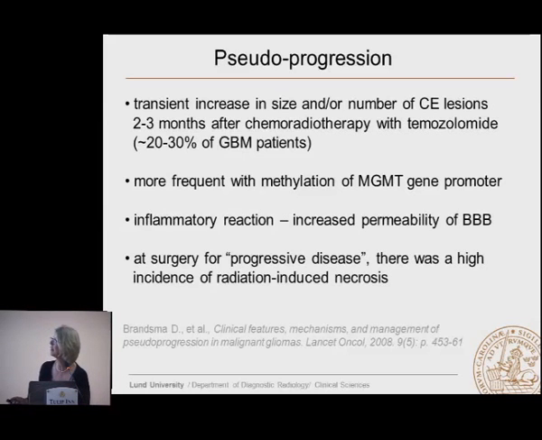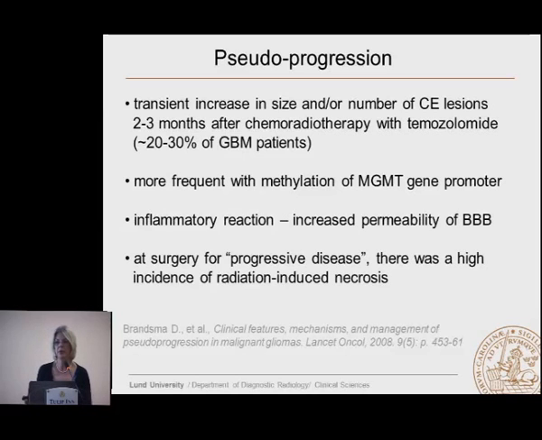It's more commonly seen in patients that have methylation of the MGMT gene promoter, which is a favorable thing to have if you have a glioma tumor. If you have the MGMT methylation, that is favorable in the treatment. But you will also more often see pseudoprogression.